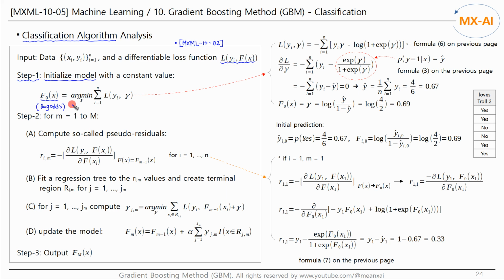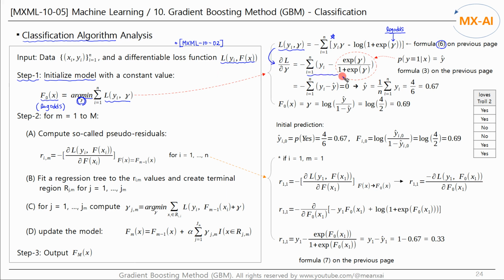The initial logodds f0 is defined as the gamma value that minimizes the loss function L. Let's use binary cross-entropy for this loss function L. This is the equation 6 looked at the previous page. The gamma is the log odds value. Now let's find the gamma value at which this loss function is minimal. Differentiating this loss function L with respect to gamma, we get this.